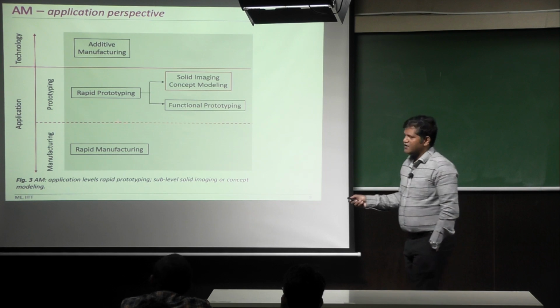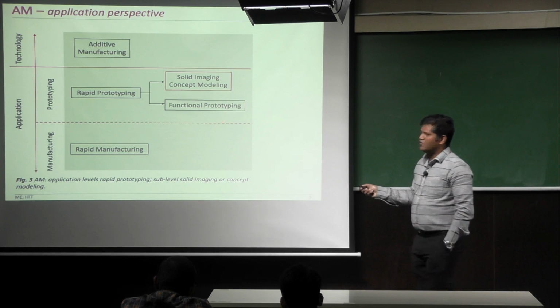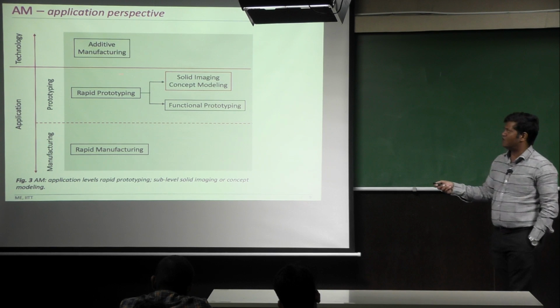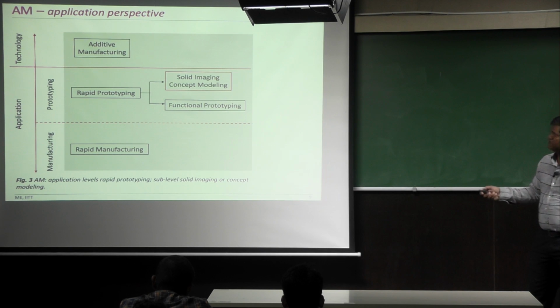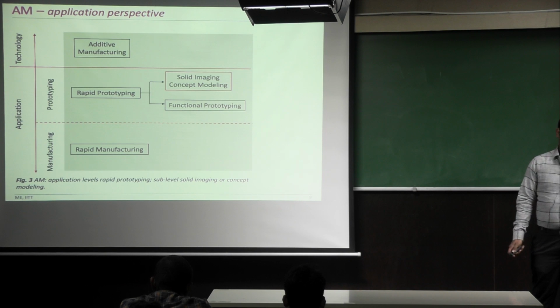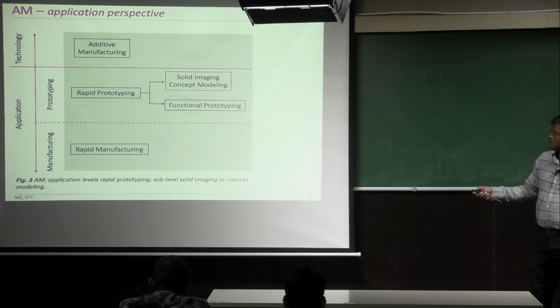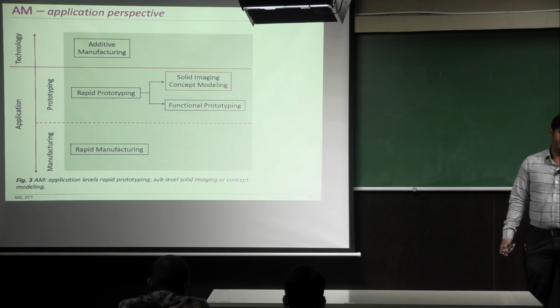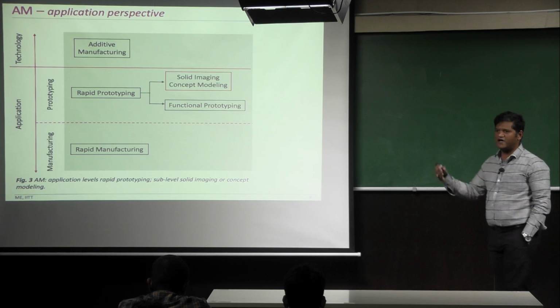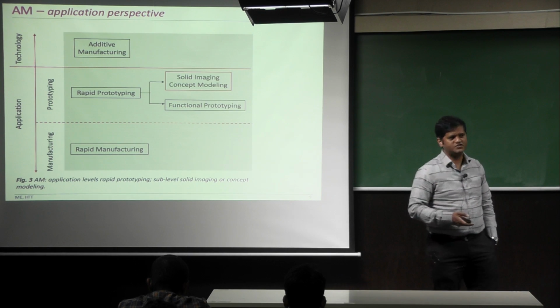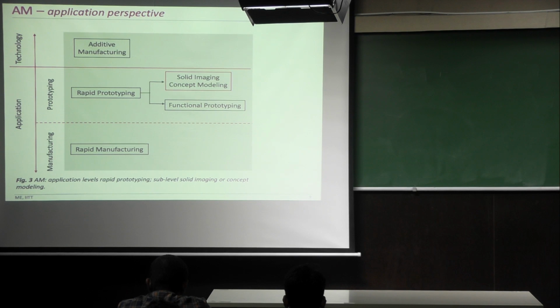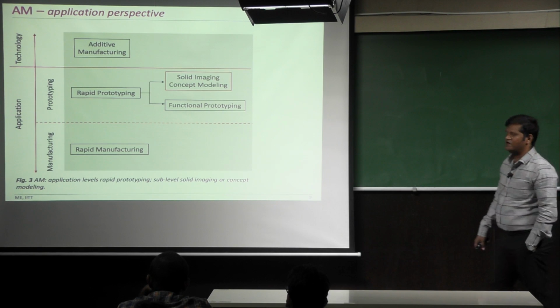So this rapid prototyping is subdivided into two variants, that is solid imaging or concept modeling, and the second one is functional prototyping. So what's the difference between these two? Just from the name, can you guess the difference between these two? We discussed in the previous slides the difference between concept modeling and functional prototyping.